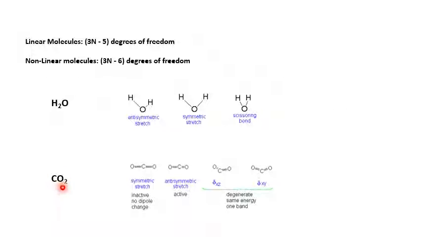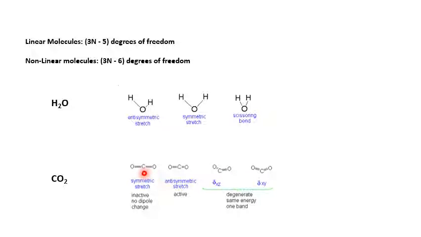Similarly, carbon dioxide, you can see that it is a linear molecule. Now if you apply this formula 3n minus 5, 3 into 3 is 9, minus 5, so you will get 4 degrees of freedom. Now the 4 vibrational modes are shown over here.